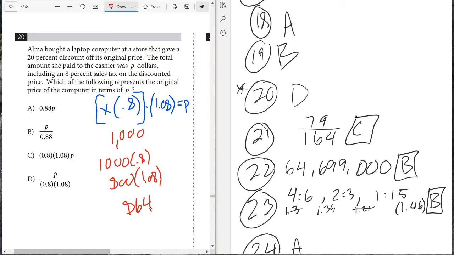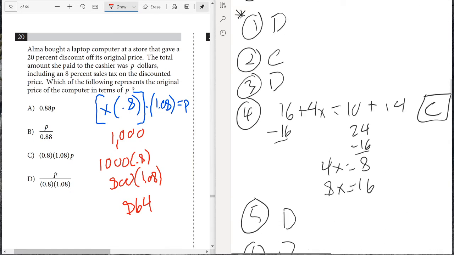So D looks like the right answer, but I'll go ahead and just plug it in anyways. 864 divided by 0.8 divided by 1.08, and I get exactly 1,000. All right, so I was right. It just felt kind of weird. Maybe it was just worded weird. I don't know.